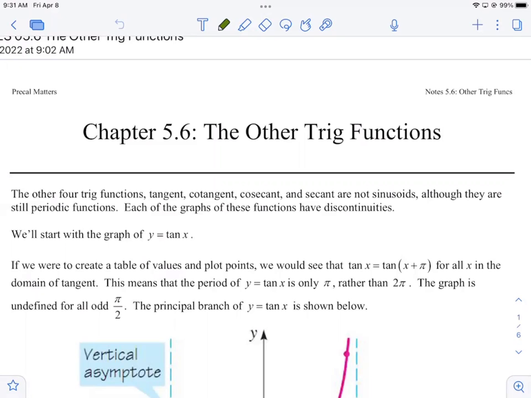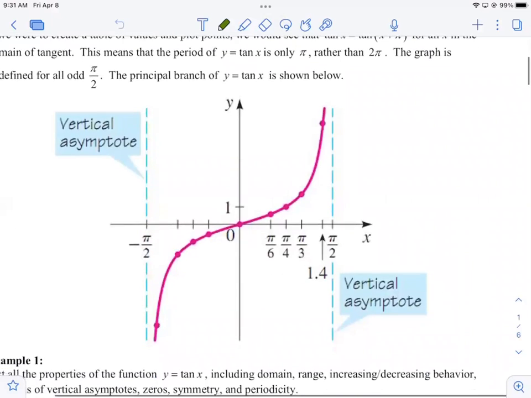So let's go ahead and take a look at it. Here's what tangent looks like. We can actually take the tangent values off the unit circle and then unwrap them as well, and then plot the points. So what is tangent of 0? 0, right? What is tangent of pi/6?